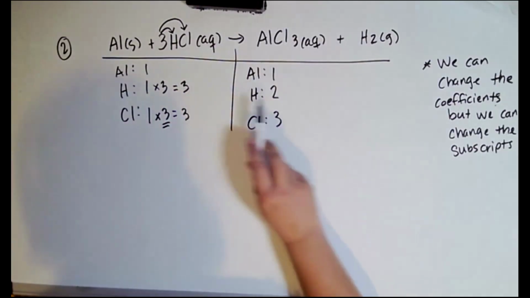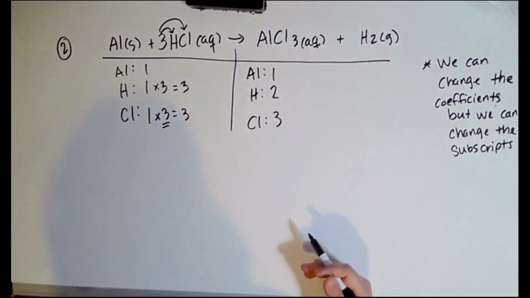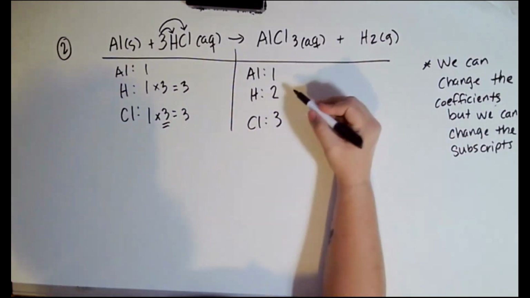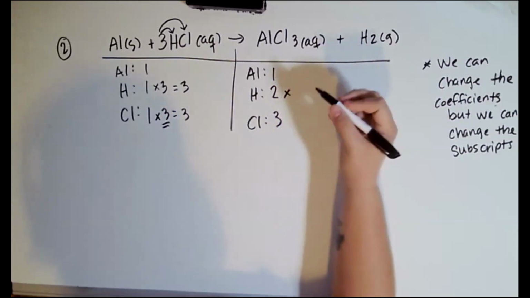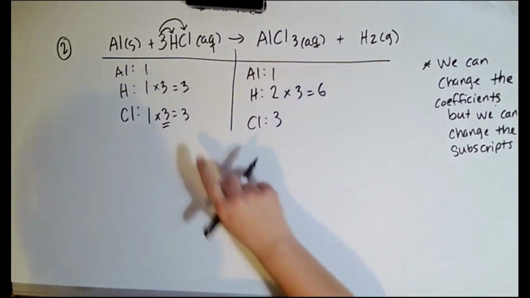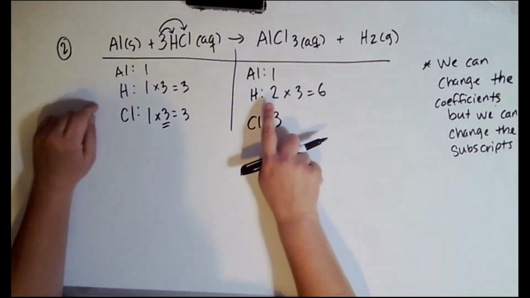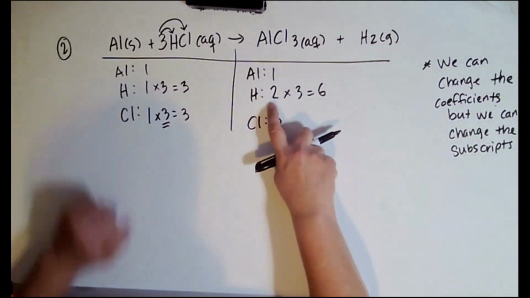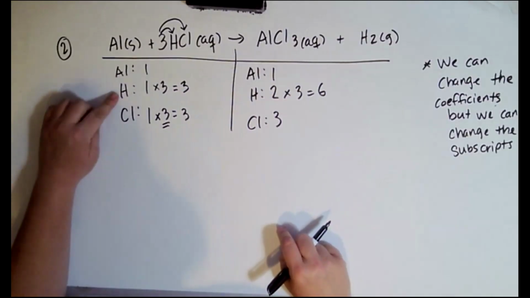All right. Now what happens here is I'm going to look at this. I've got 3 hydrogens and I've got 2 hydrogens, right? And I have to make those numbers the same. In order for me to make those numbers the same, I'm going to have to multiply my hydrogen on the right side by 3 to get 6 hydrogens on the right side.